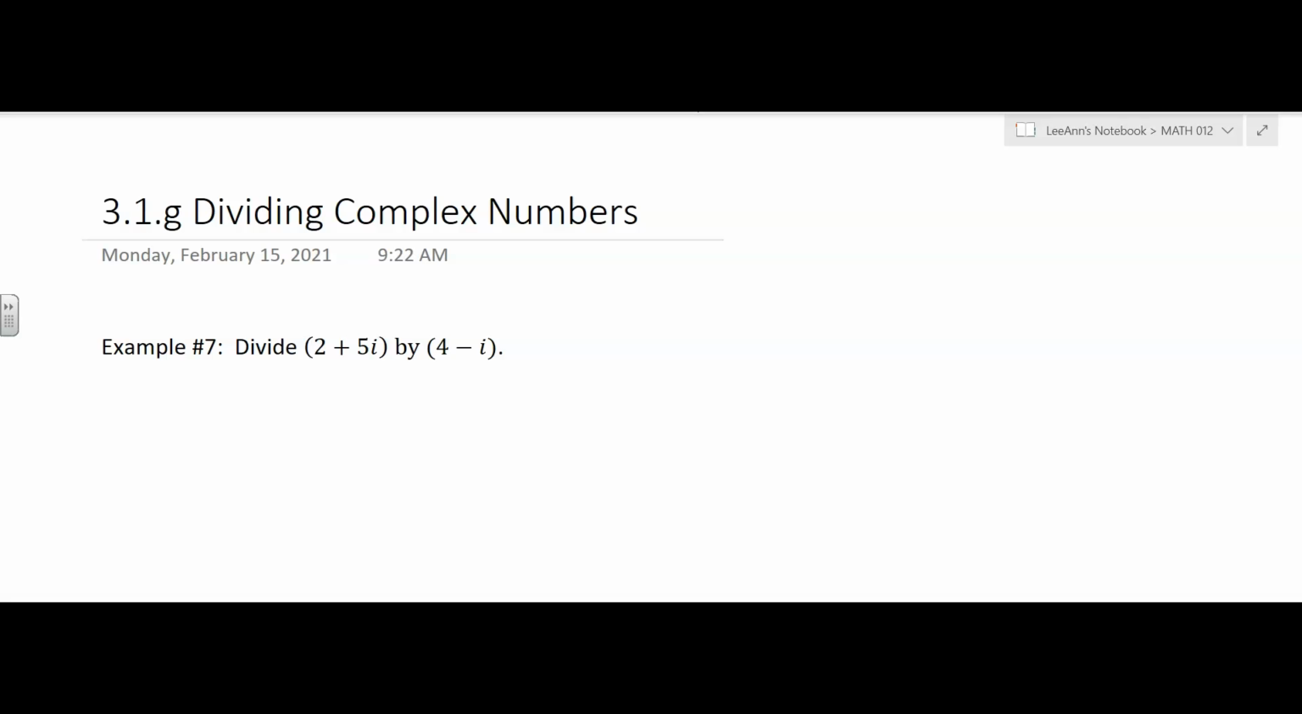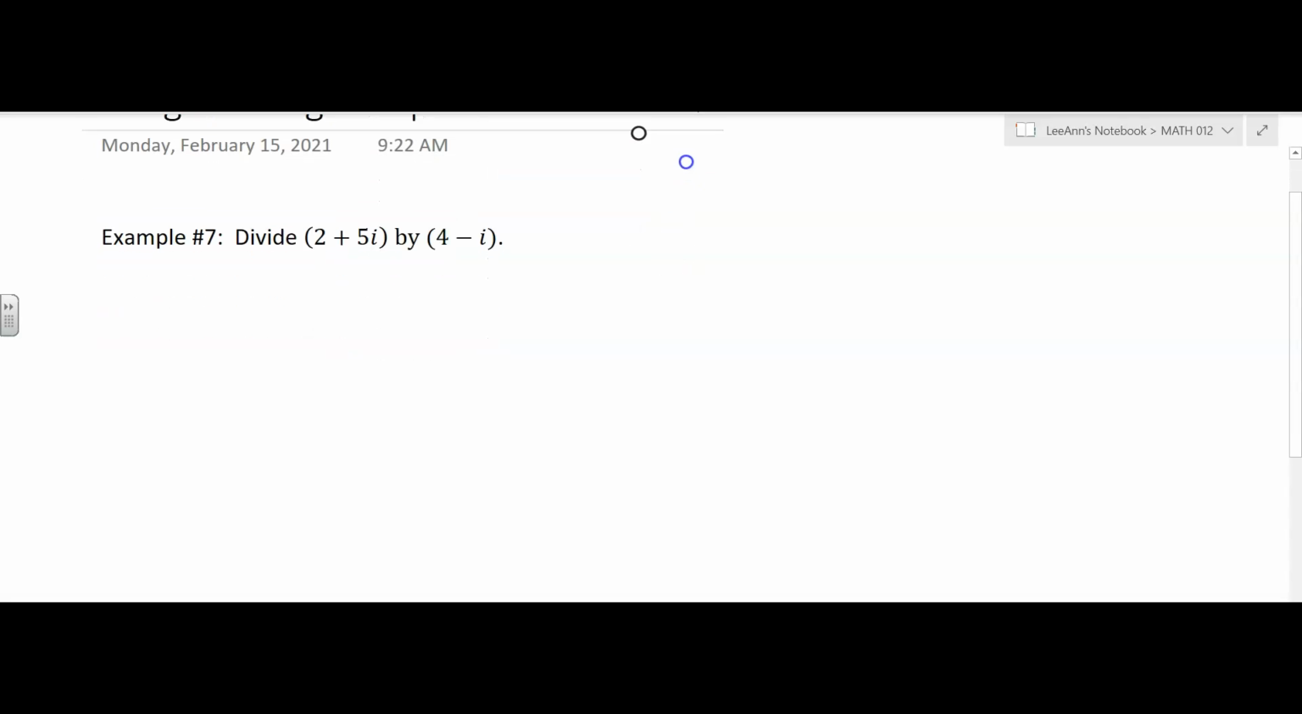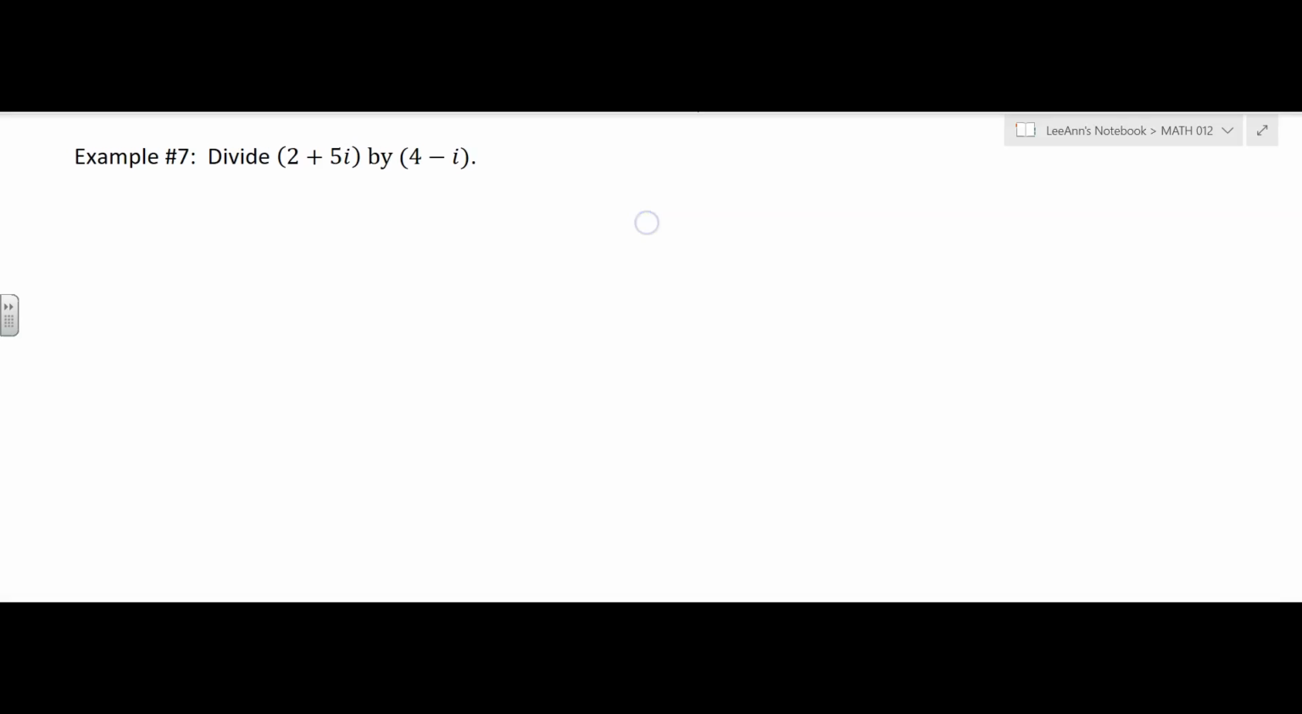So here's our example of dividing complex numbers. Let me scoot that up because we'll need a little bit of room for this. Okay, so it says divide 2 plus 5i by 4 minus i. So first I'm going to write it as a division problem: 2 plus 5i, and I'm dividing it by 4 minus i.